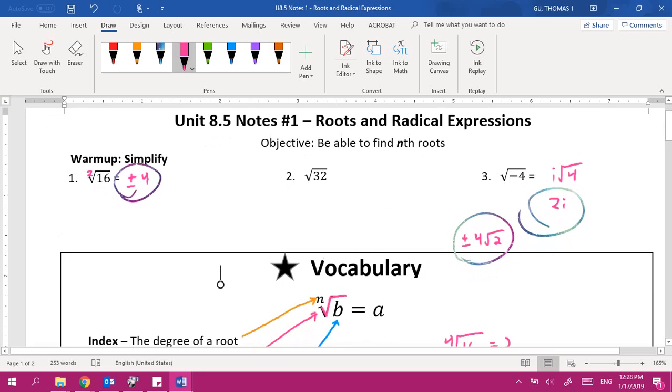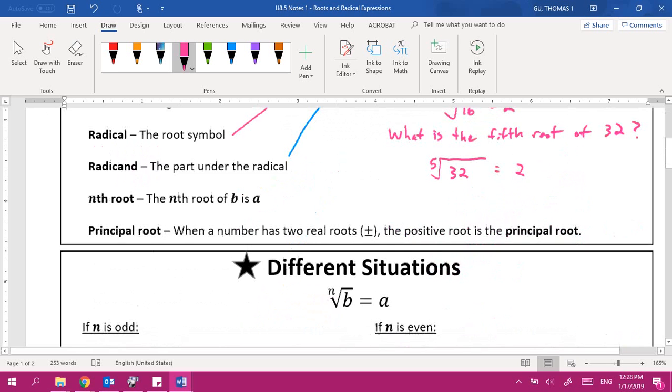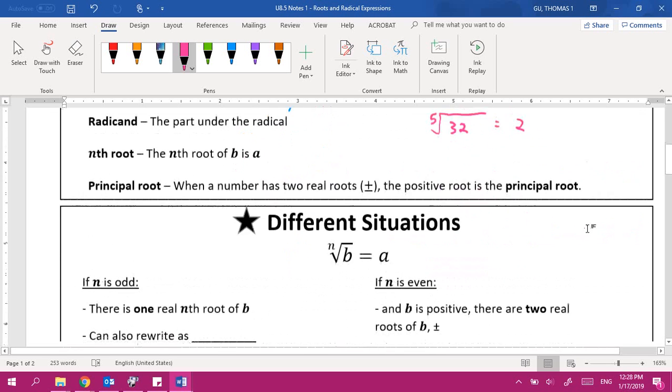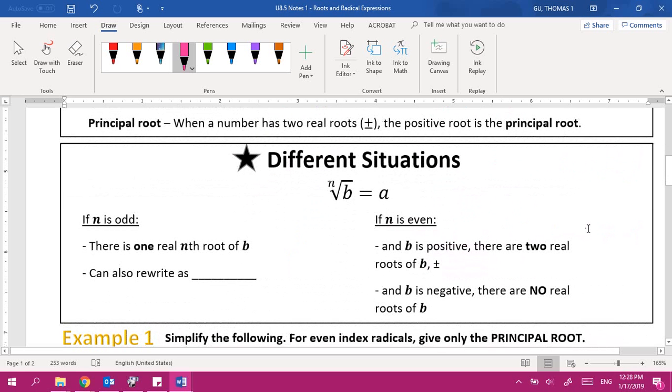So if I asked you, what's the principal root of square root of 16? What is it? Positive 4. Very good. All right, that's what principal root is. It's just positive answers. Okay? So now let's take a look at some different situations. All right, this is going to help you figure out how many solutions you have, what kind of solutions you have. So if the index n is odd, right?